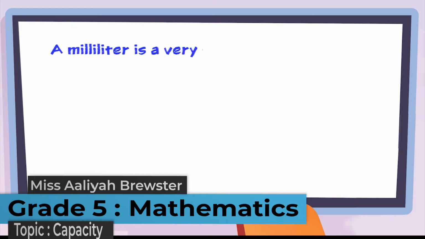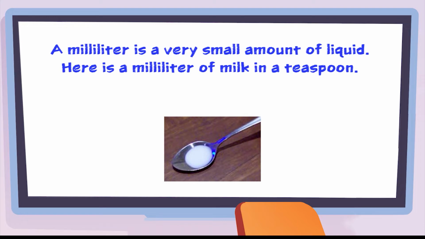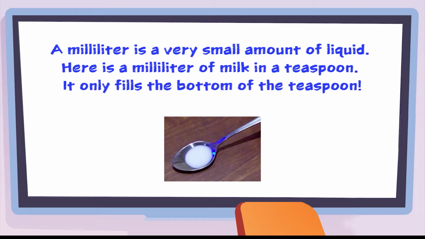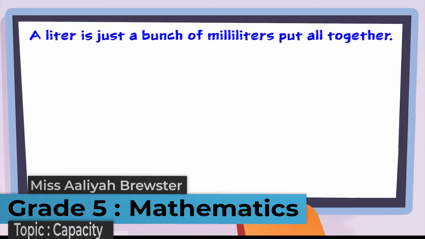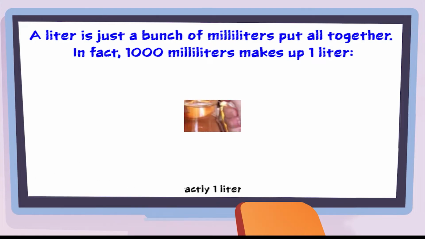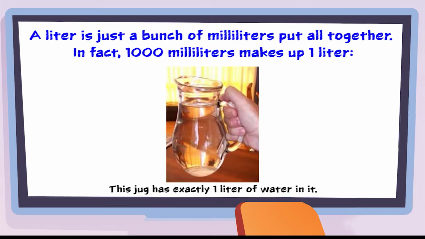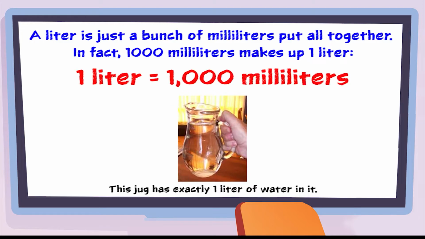A milliliter is a very small amount of liquid. There is a milliliter of milk in a teaspoon. It only fits the bottom of the teaspoon. That's how small a proportion a milliliter is. A liter is just a bunch of milliliters all put together. In fact, 1,000 milliliters make up 1 liter. As you can see in the picture below, that's a mug and it's filled with 1 liter of water. Therefore, 1 liter is equivalent to 1,000 milliliters.